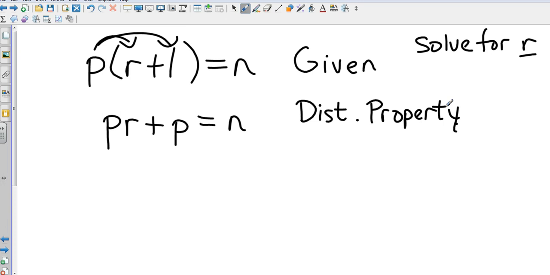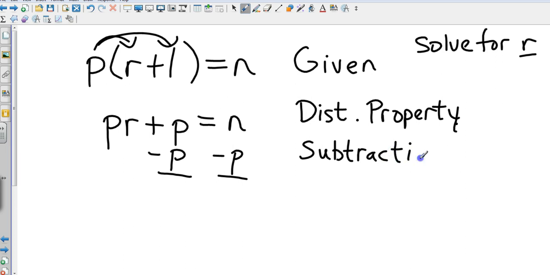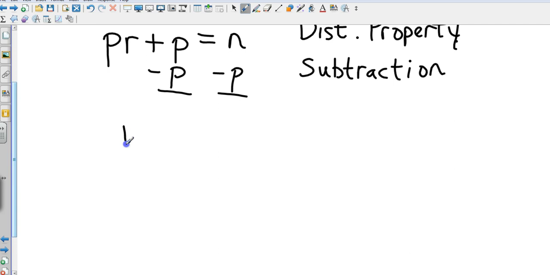Okay, and then I'm going to get rid of this singular letter P by subtracting. So that gives me PR equals N minus P. And then to get the R by itself, what we're going to do is divide by P.